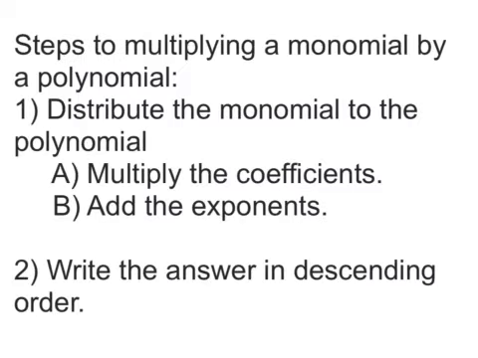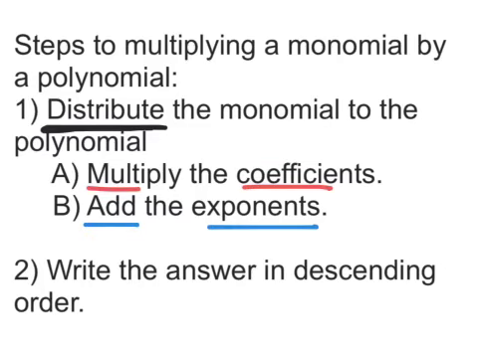So let's start by looking at the steps that we have to multiply a monomial by a polynomial. So the first step is that we're going to distribute. Remember, distribute just means to multiply the monomial to the polynomial. And when we distribute, we're going to multiply coefficients and we're going to add exponents. So let's say we were looking at the term 2x cubed. 2 is your coefficient, that's your big number that's in front of the variable. The exponent, remember, is the small number there with your variable.